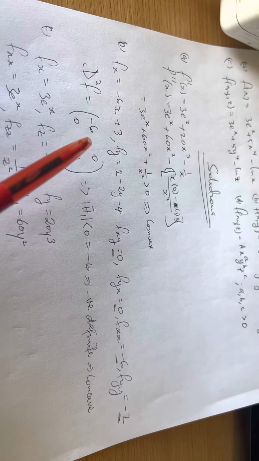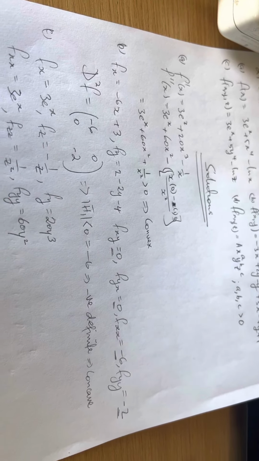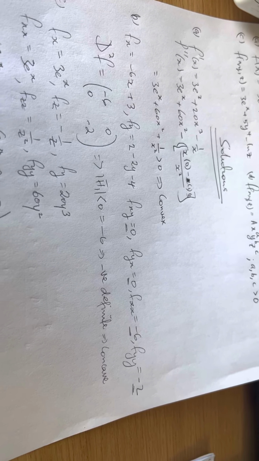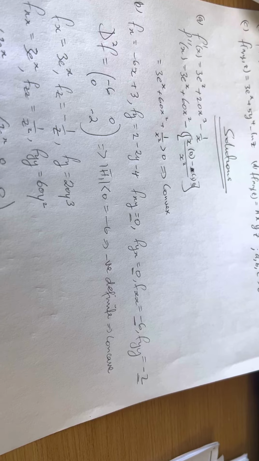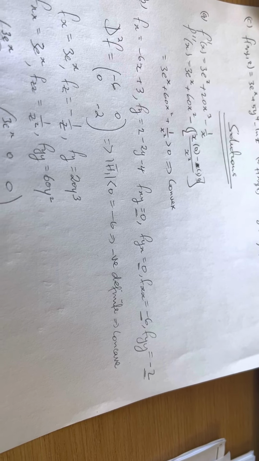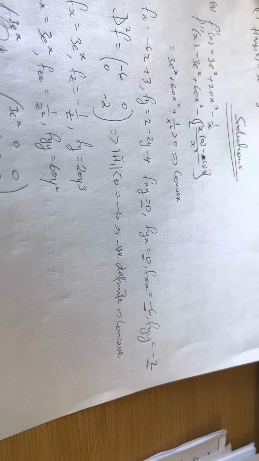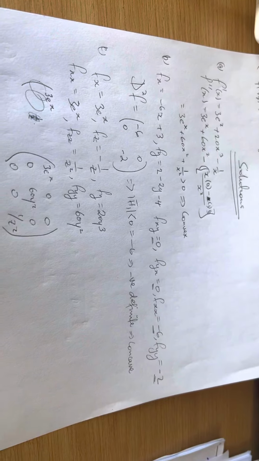So that's what is called the LPM, the leading principal minor. As you can see, negative 6 is less than 0, so we conclude that the function is negative definite, and it is concave. All right, so now moving on to C.